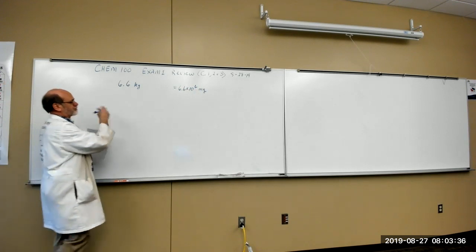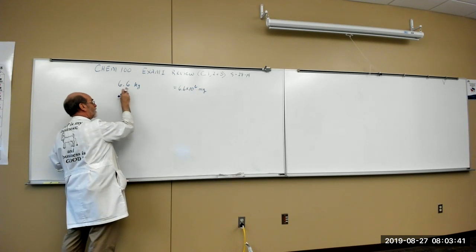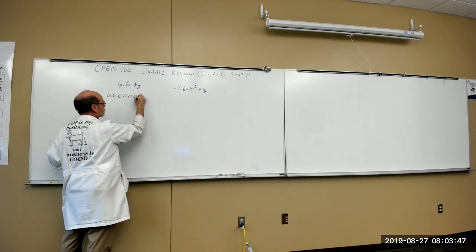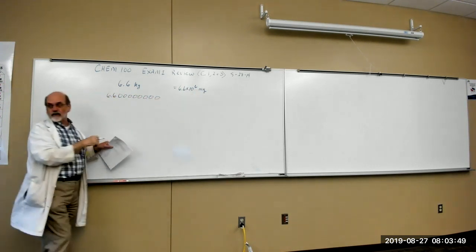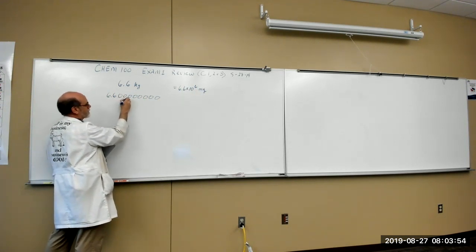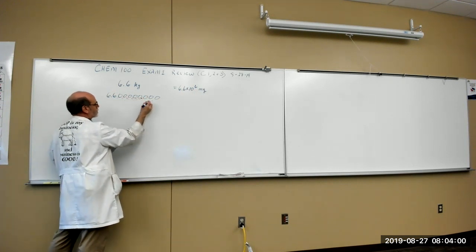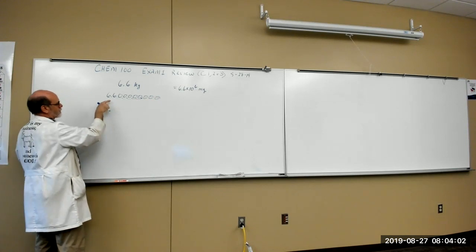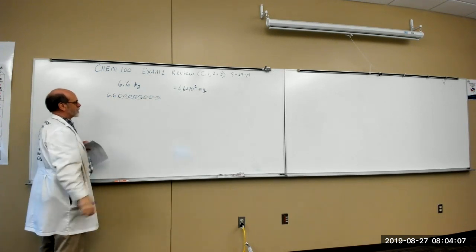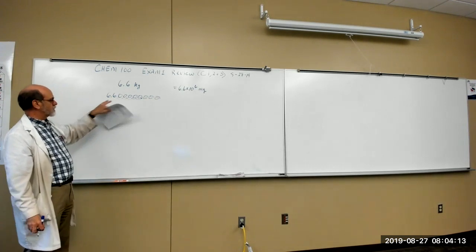Or if you know how many places you have to move, you know that as this one gets smaller, that one has to get bigger. You can just add a bunch of zeros so there's some place for your decimal to go. Kilograms to grams is 1, 2, 3. Grams to milligrams is 1, 2, 3. And get rid of those. So this is 6.6 million, or, yeah, 6,600,000.